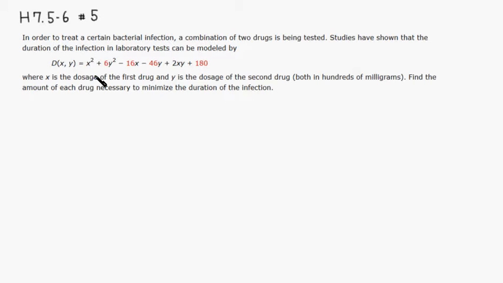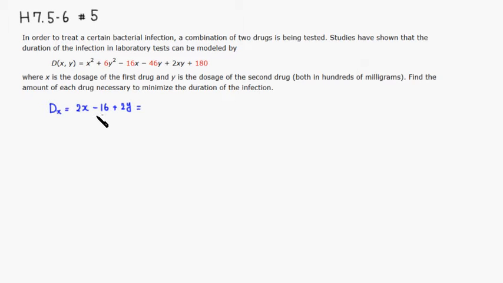We're going to find the partial derivative with respect to x. So we have a function d, and we want the partial derivative with respect to x, which is going to be 2x. Partial of that is 0. Partial of that is negative 16. And partial of that is 0. Partial of that is positive 2y. And the partial of a constant is 0. So we have that. We're going to set that equal to 0.